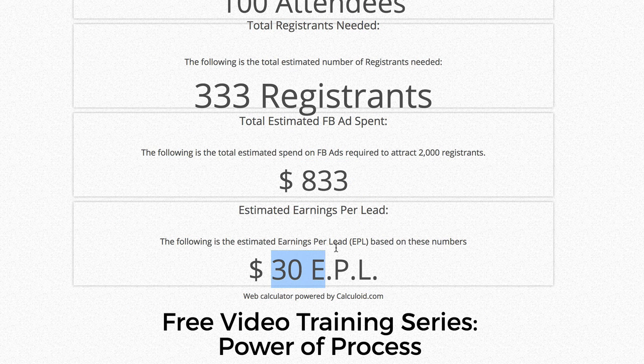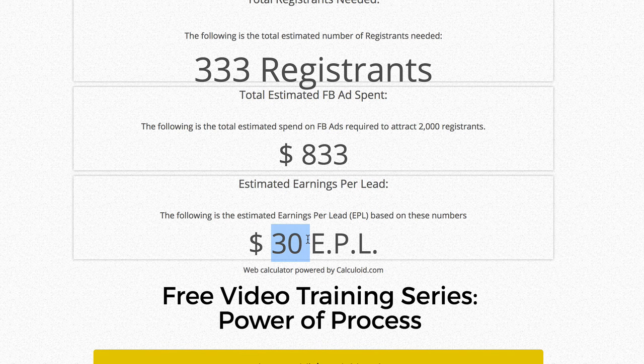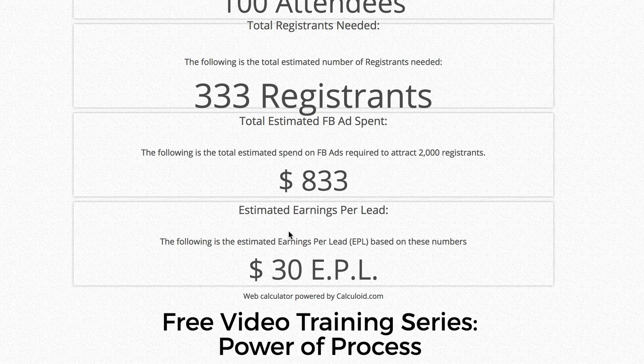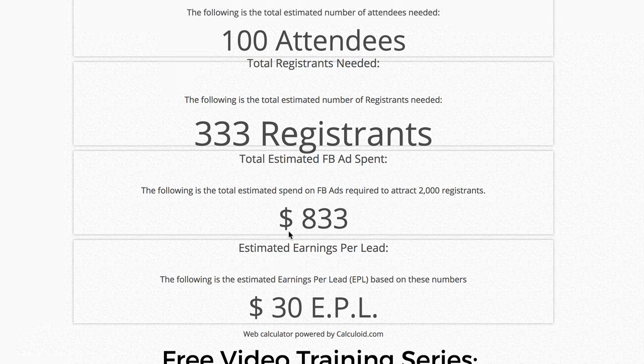And it will actually give you your earnings per lead, which is like my favorite magical number ever, and that is total sales divided by registrants, and that'll give you 30. So look, if each lead or registrant is worth $30 to you, and you're spending $2 to $3 a lead to get it from Facebook ads, you're sitting pretty. You're sitting pretty. Yes, that makes sense.